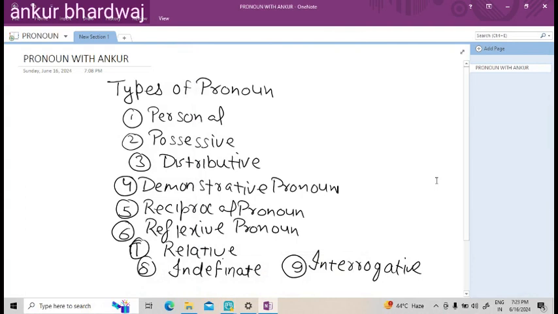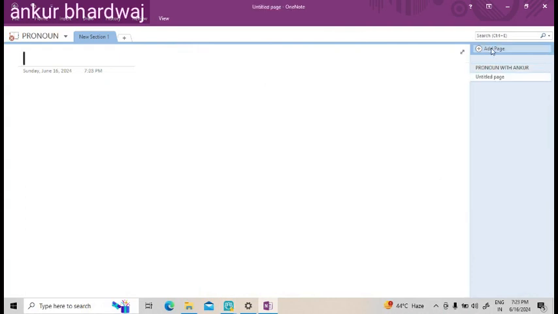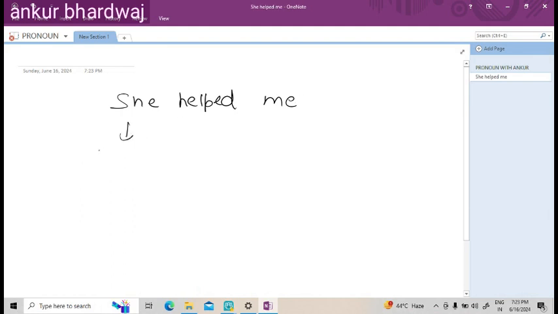So here you can see all the types of pronoun. Now I'm going to tell you about the personal pronoun, our first type of pronoun, and what are its functions in a sentence. For illustration, I am taking a sentence: She helped me. In this sentence, she is subjective case. Helped is verb. Me is objective case.